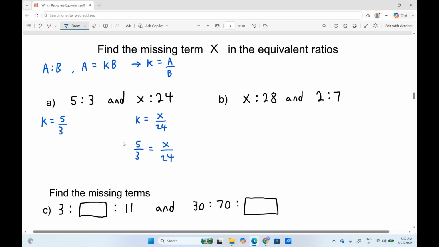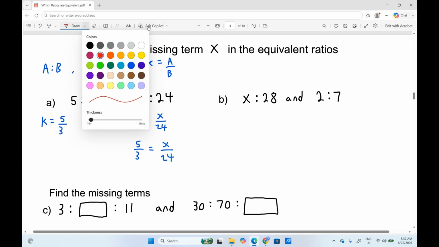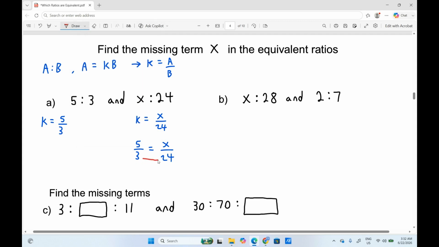Now, in this case, let's think about it this way. What number can I multiply 3 by in order to get to 24? And that number would be 8. And what I do to the bottom of this fraction, I have to do to the top. So I'm also going to multiply 5 by 8. Now in this case, 5 times 8 is going to be 40. So that means x must equal 40.